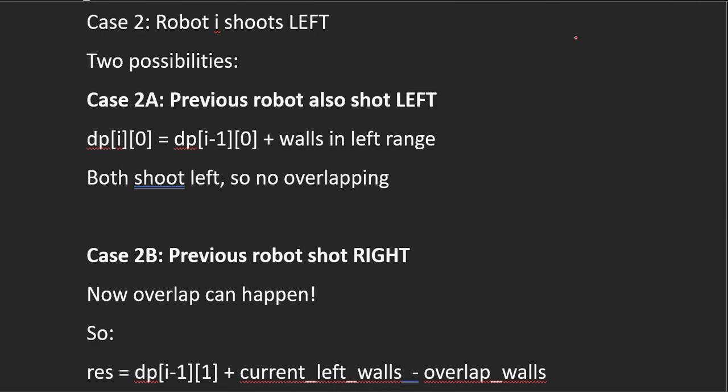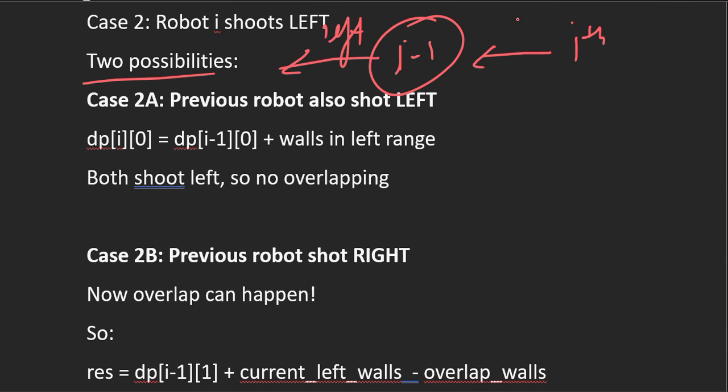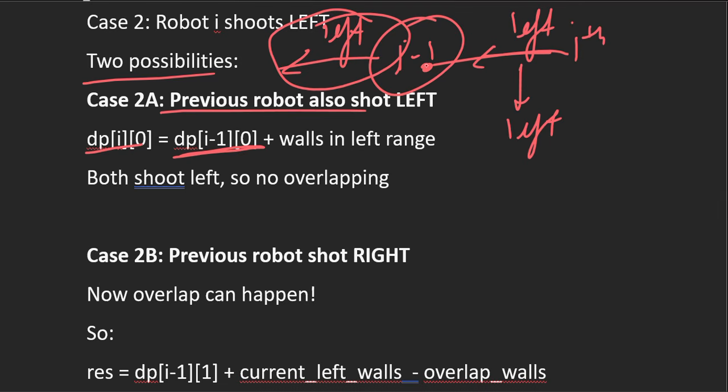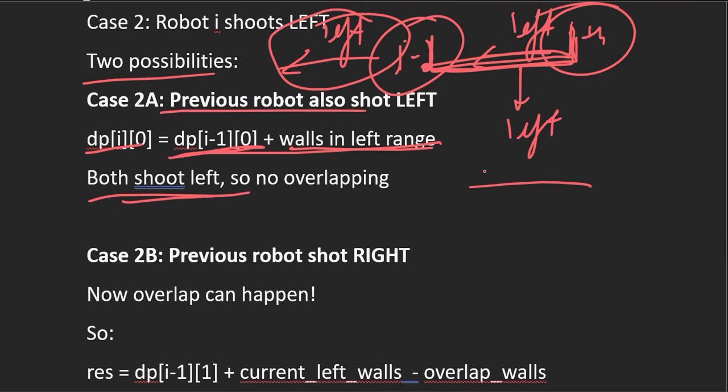Case number 2 is the ith robot shoots in the left direction. Now there are two possibilities. First, the i minus 1th robot also shoots in the left direction. If both shoot in the left direction, then this bullet at max can go up to i minus 1, so there is no overlapping again, right? In this case, its left answer is dp[i-1][0], and whatever walls are present in the range of the ith robot, that will be added. That will be stored if both shoot in the left direction, right?